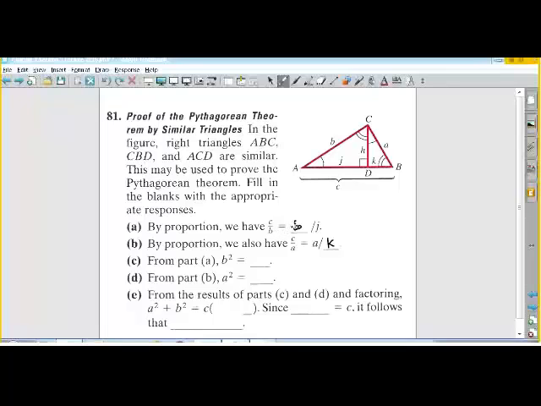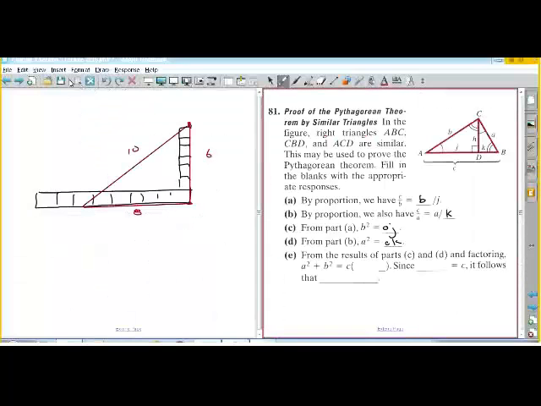And then what they say is, from part A, find what B squared is. Well, if you cross multiply, you'll get this times that equals that times that. So B squared is equal to C times J. And if you do the same thing in the second ratio, this times that equals that times that. So you get A squared is equal to C times K. And it says from the results of here and factoring, what do you get? Well, if you take this squared plus that squared, it should be equal to this squared plus that squared.